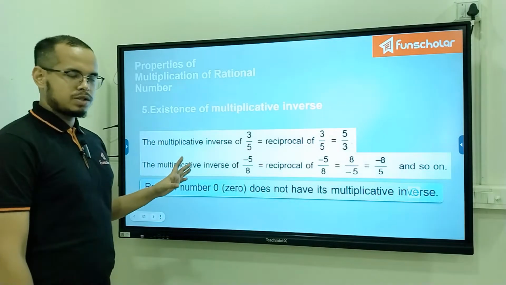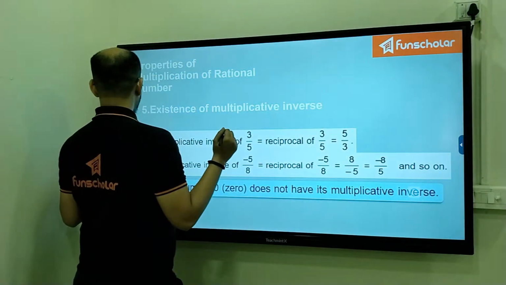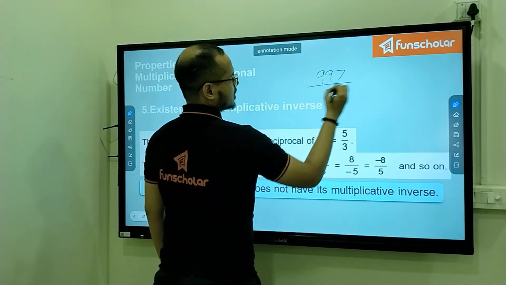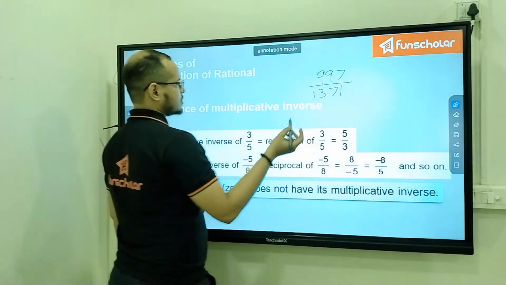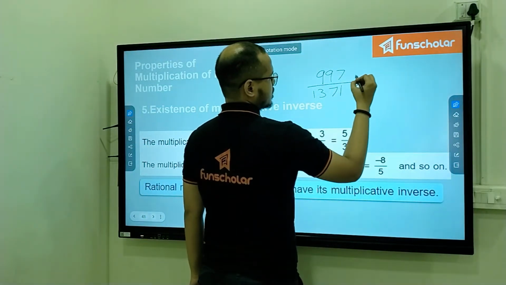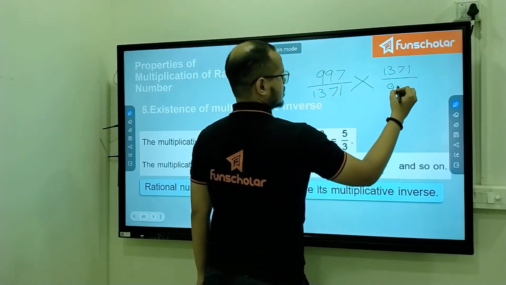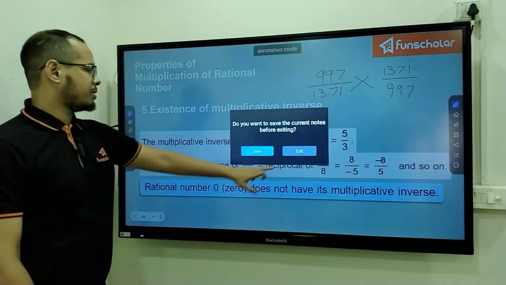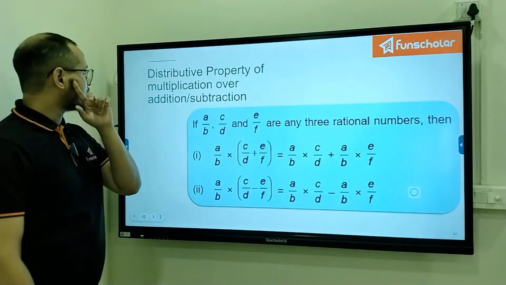Reciprocal is what? If I have fraction 2 by 3, or any fraction, for example 997 by 1371, what is the multiplicative inverse of this? It is going to be the reverse, so 1371 by 997. Just remember this. With practice, this will also be very easy for you to understand.